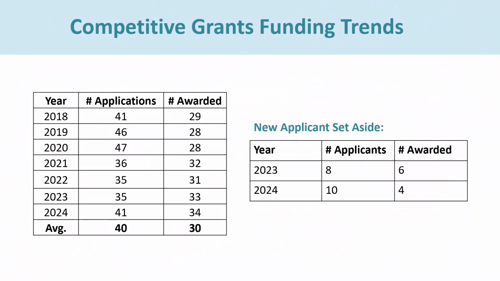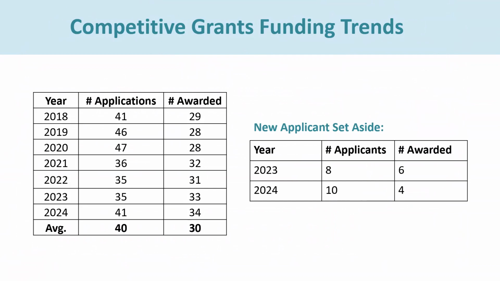So more specifically for the competitive grant, this is the trend we've been getting the past couple of years. We usually get around 40 applications, and we fund over half of them. So this is a really great opportunity to get funding. There's good chances that you will get funded because of just the numbers that we usually get for applications.